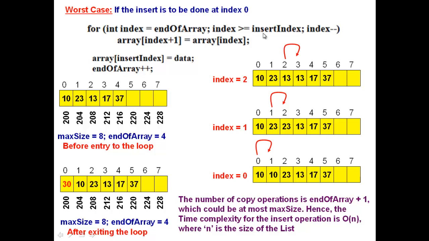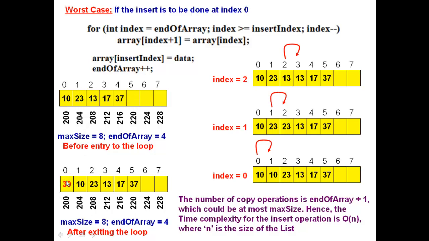So 0 is our insert index. -1, which is the current value of index, is not greater than or equal to 0. So we come out of the for loop and say array of 0, which is insert index, equals the data. So at index 0 we are going to have the data 30. So this was our array to begin with. We have basically shifted every element to its right, and then we have inserted the 30.